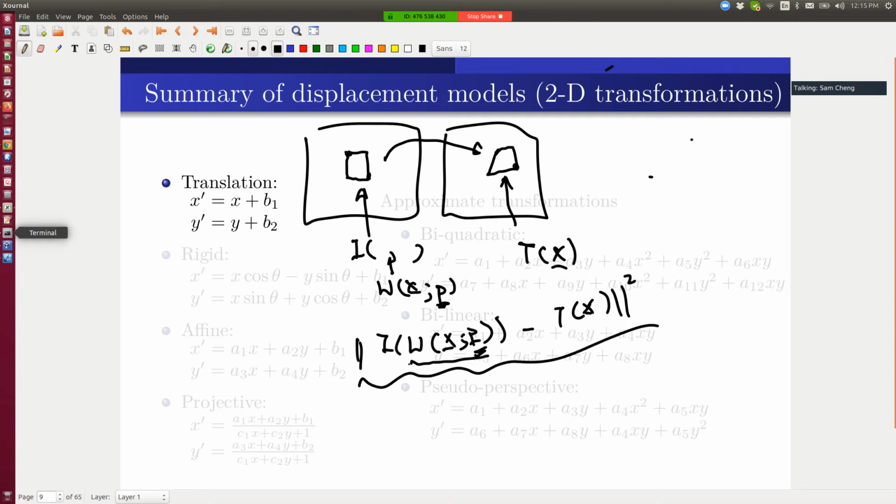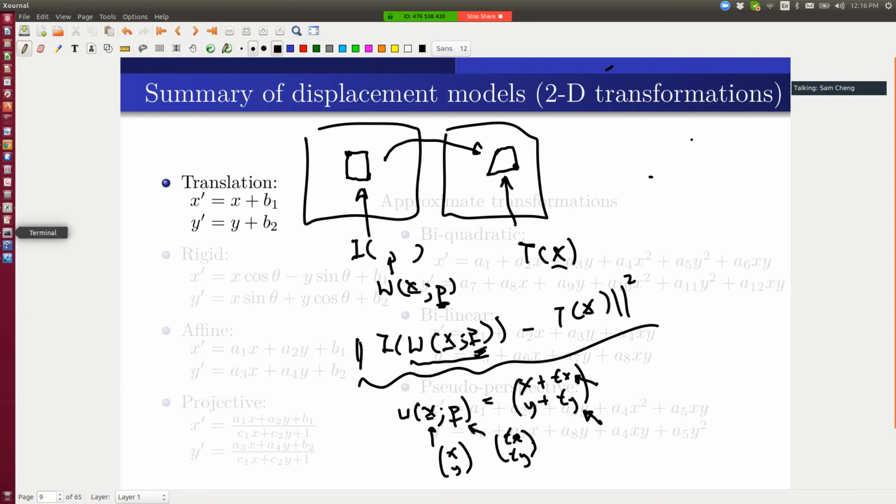So we can fix a model. For example, our model can be just a translation, like optical flow. Then my W(x;P) can be equal to x plus tx, y plus ty. This is the translation in the x coordinate and the translation in the y coordinate, where this x is now actually just x and y. And the parameters are just basically tx and ty.